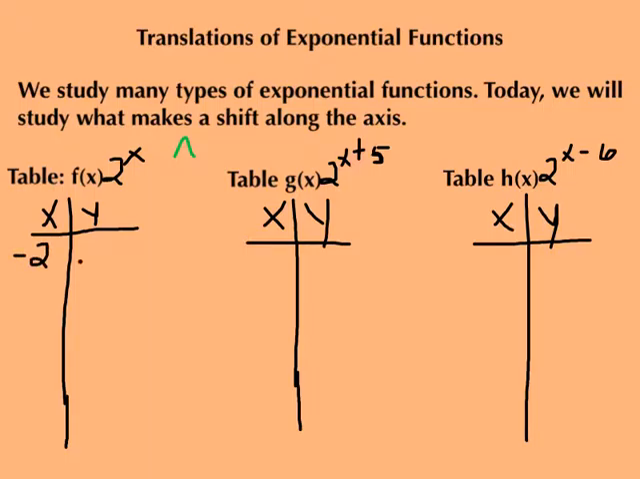Negative 2, 0.25; negative 1, 0.5; 0, 1; 1, 2; 2, 4; and 3, 8. Write these tables down on your paper so then you can go ahead and graph these exponential functions on your own. G of x, 2 raised to the x plus 5 power.